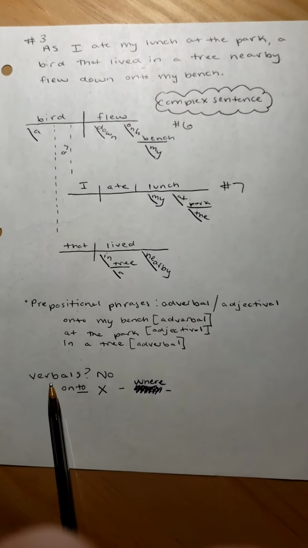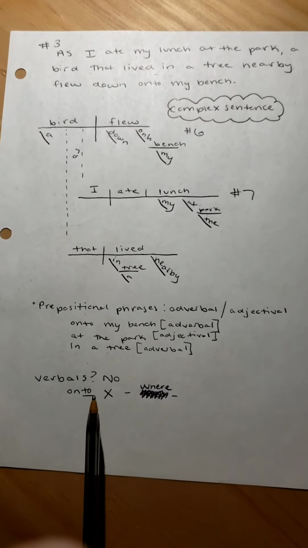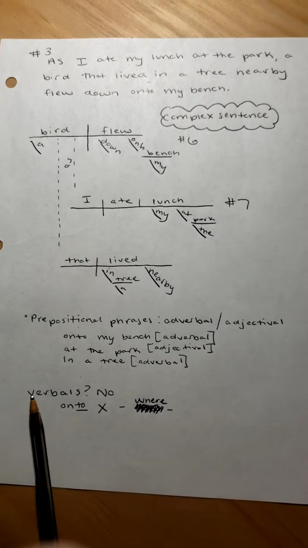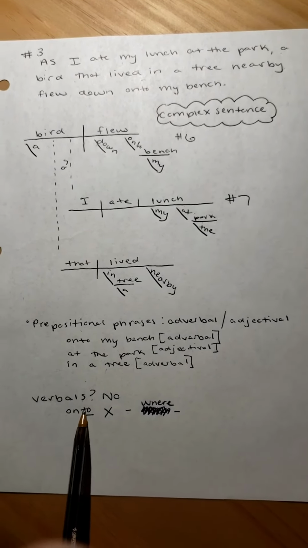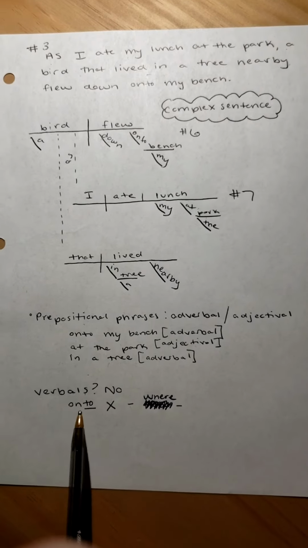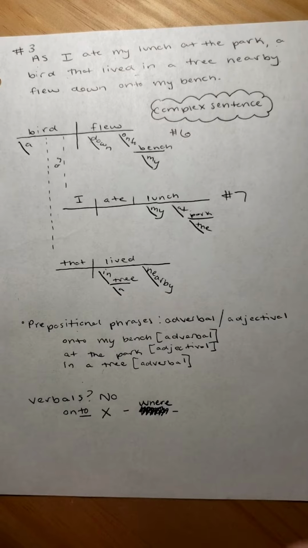And then we have to ask if there are any verbals within the sentence. No, there's not. We do have a "to" within the "onto." However, it is not a verbal, and furthermore, it's part of the larger word "onto," which answers the question of where. Where did the bird fly down to? It flew down onto my bench.